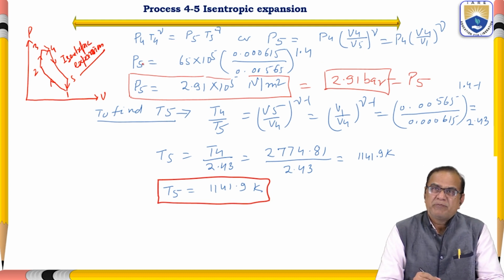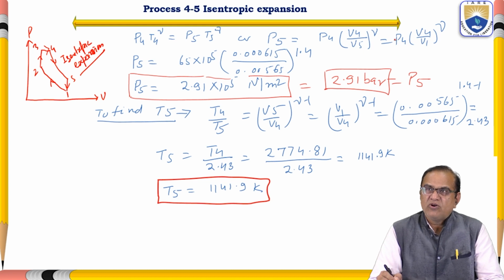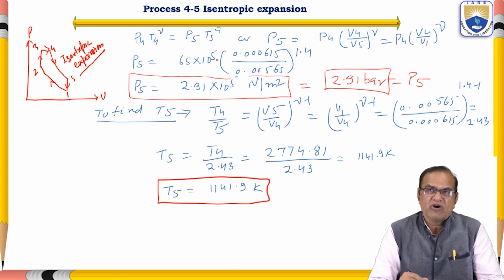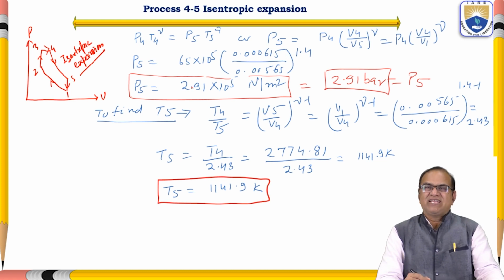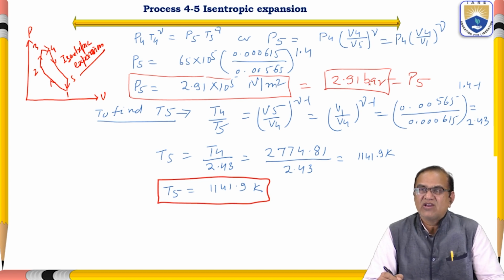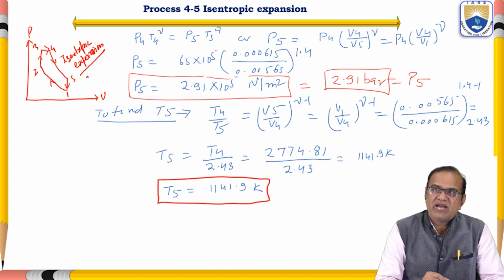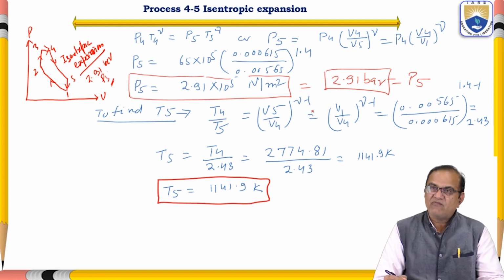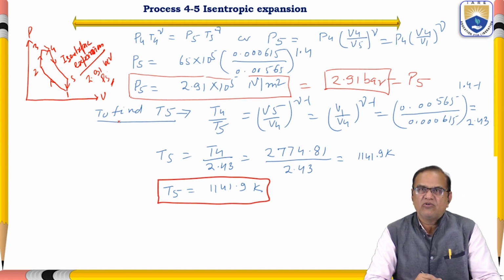Now P4 is equal to 65 into 10 to the power 5, and V4 is equal to 0.000615, divided by 0.00565, to the power 1.4. So we will get P5 is equal to 2.91 into 10 to the power 5 Newton per meter square, or 2.91 bar. This is the P5. Now we have to find out T5, the same way as in 1-2.